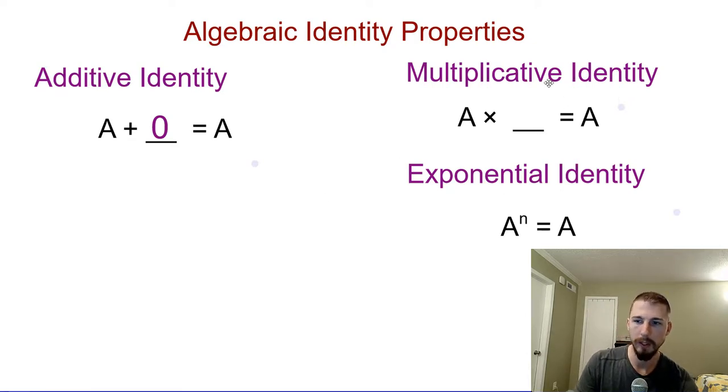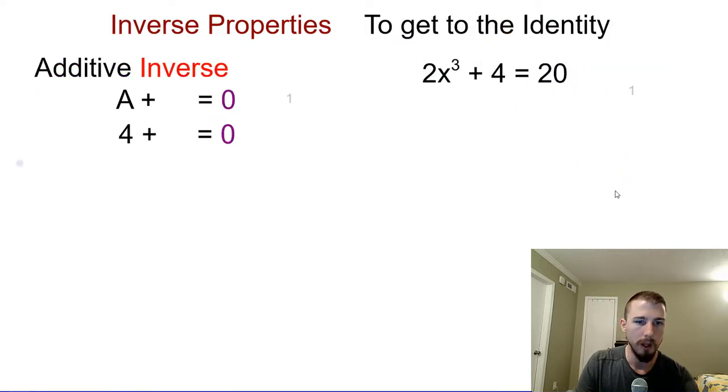What about our multiplicative identity? So a times 1 is going to remain a, and anything to the first power is going to remain that anything, right? So the additive identity is 0, multiplicative identity is 1, exponential identity is 1 as well. Then we have our inverse properties. The inverse properties are how we undo certain operations like addition, multiplication, division, and exponents. They can all be undone with inverse properties.